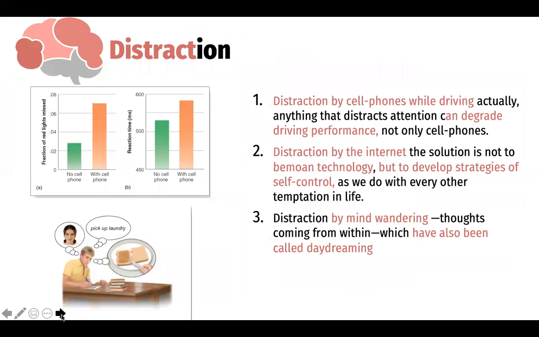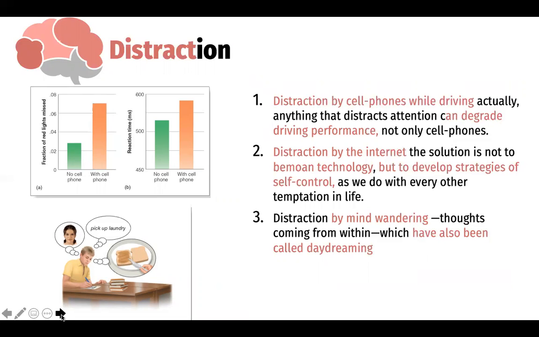And let's continue from divided attention to distraction. As you may also be aware, our environment is full of distraction, right? Or the things that direct our attention away from something that we are doing. A source of distraction that has become widespread in the last few decades is the cell phone or other gadgets, like tablets and computers. And then also distraction by the internet, as well as distraction by mind wandering.